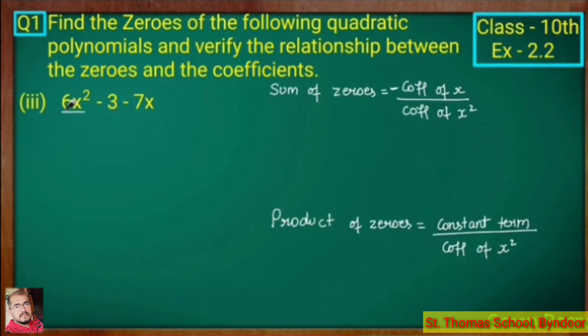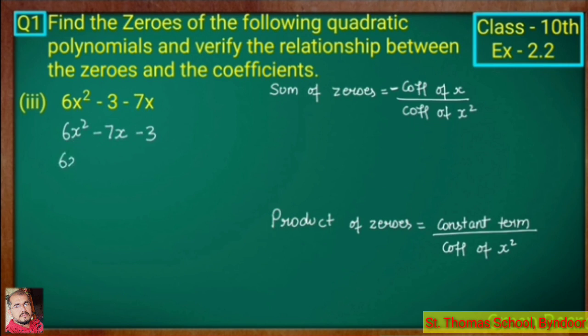6x square minus 3 minus 7x. First you have to write the terms in the standard form: 6x square minus 7x minus 3. Then only can we identify a, b and c. Now multiplying the coefficient of x square, 6, and the constant, 3, gives 18, which we have to split using the middle term splitting method.